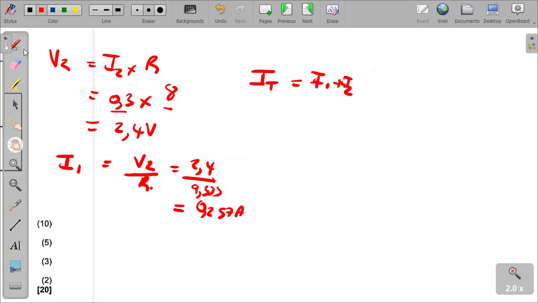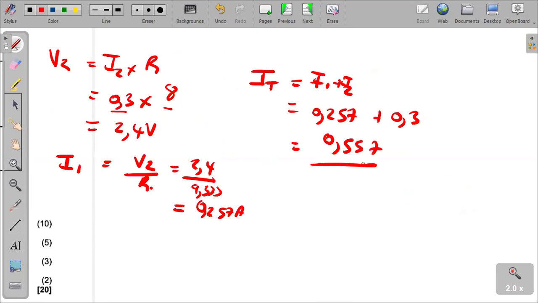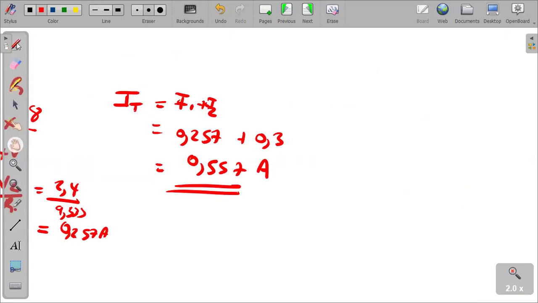So it's possible we can do that to find I total. So it's going to be 0.257 plus 0.3, and we simply add that, and it's going to give us 0.557. That marks our total current in amperes. Was this the only way we could have done it? No, it wasn't the only one.